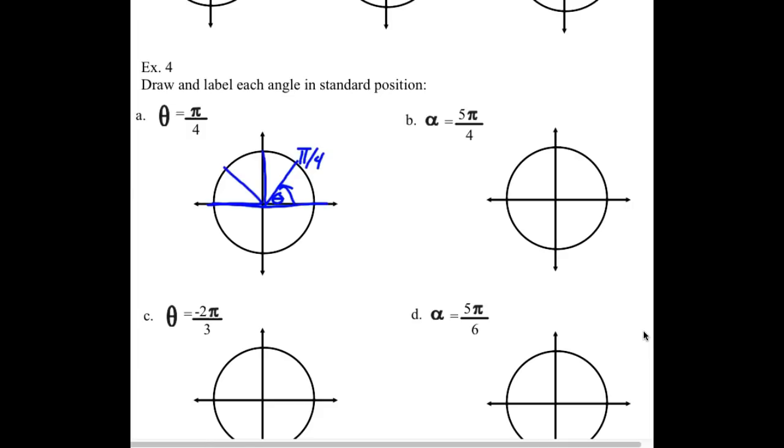Now if I want 5/4, where's that going to land me? There's 1/4, 2/4, 3/4, 4/4, 5/4. Yes, 5/4 is bigger than 1. So we're past our 180 mark. So from here all the way to here, would be an angle that is 5 pi over 4. Is that making sense or not? Okay.